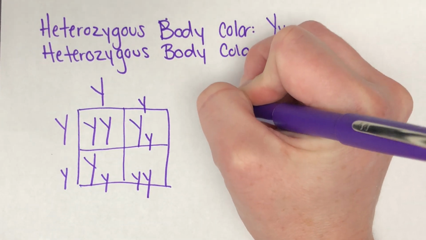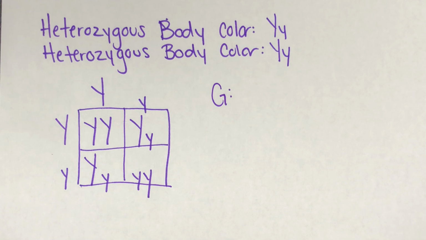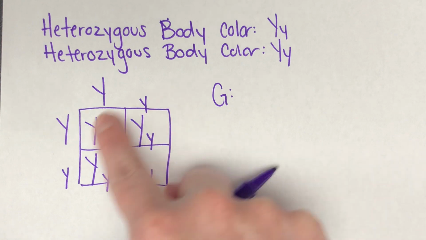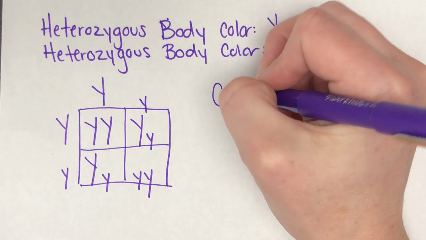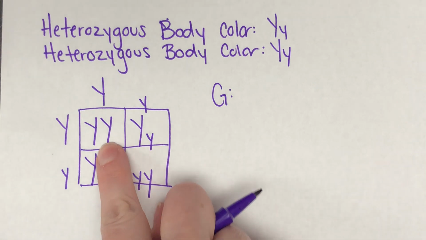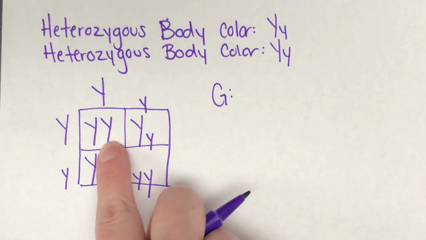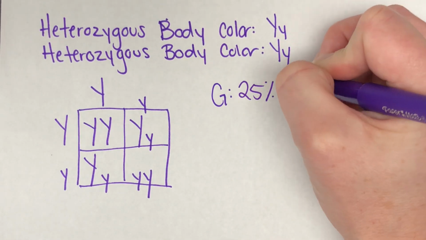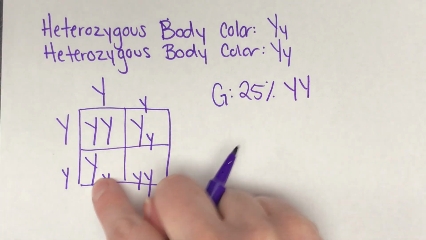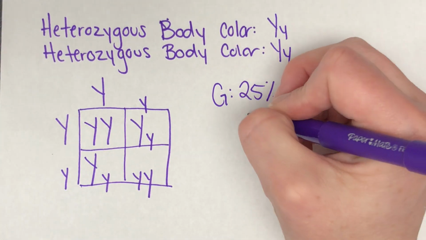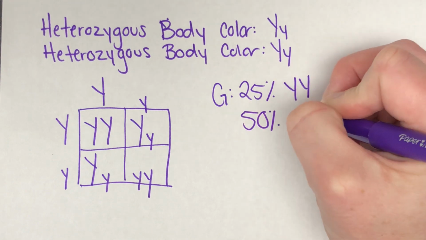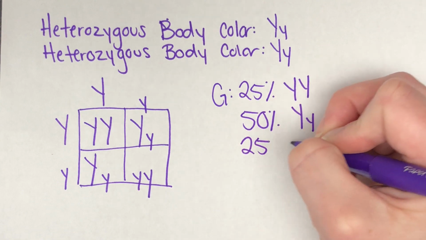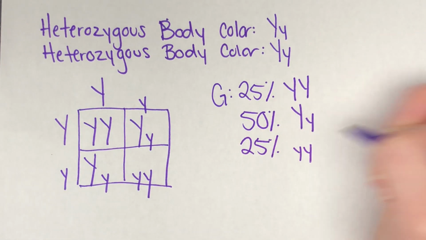Okay, so again, let's talk about the genotypes. Notice, this one was different than any of the other ones we've done so far. This has all 3 genotypes in the box. So we have 25%, one box is big Y, big Y. So 25% chance of getting big Y, big Y. 50% chance because we have 2 boxes each with big Y, little y. And then a 25% chance of little y, little y.